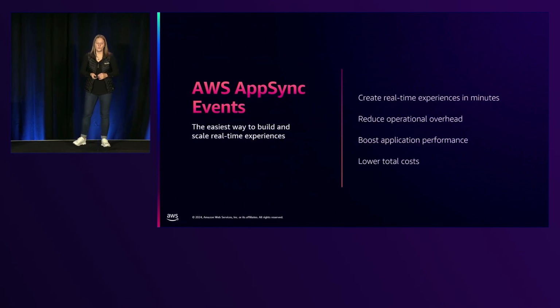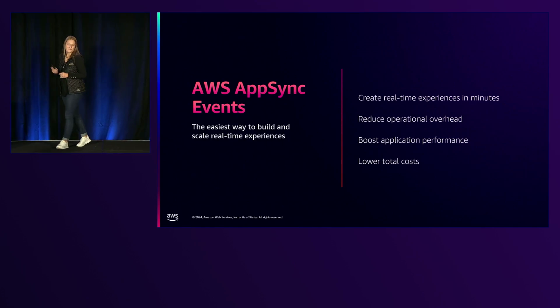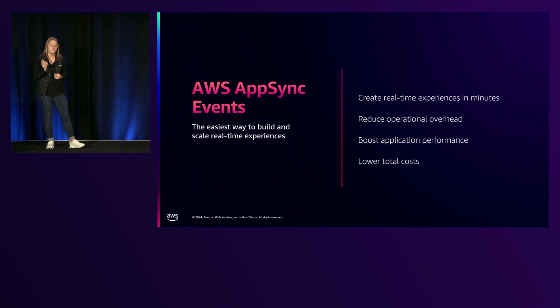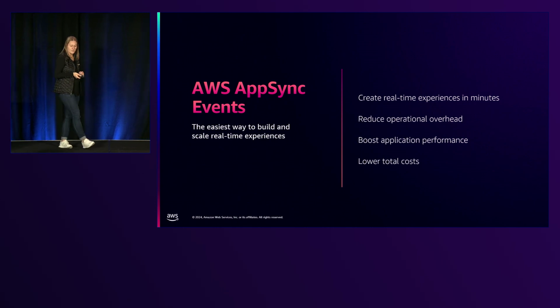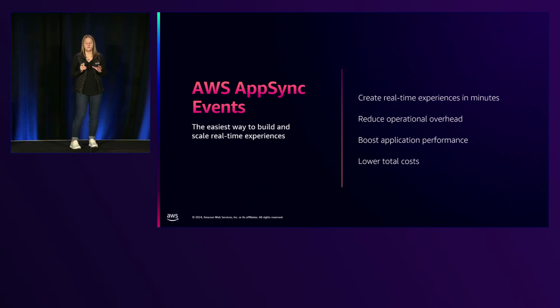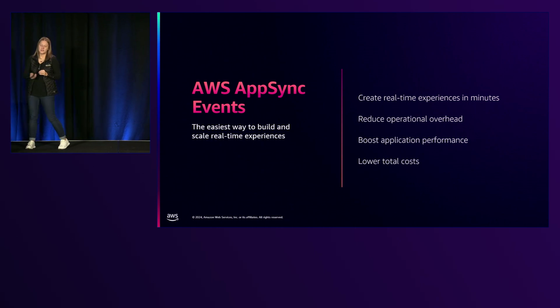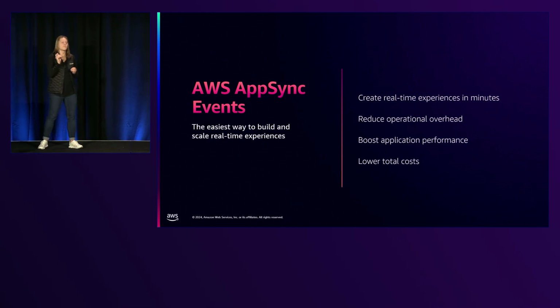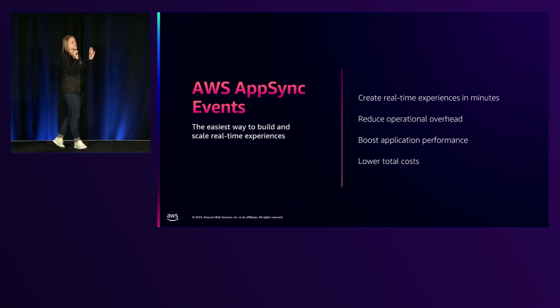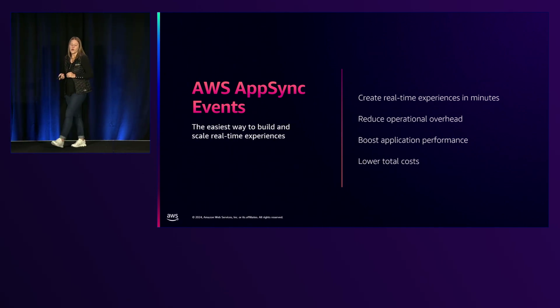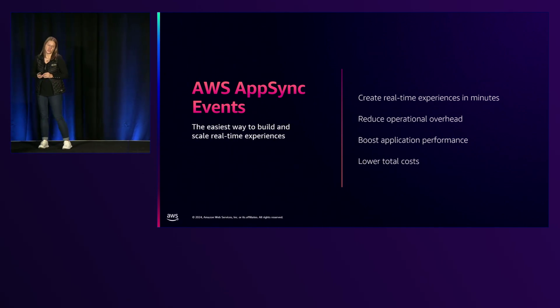At the end of October, we announced AWS AppSync Events, which is a new service designed for building real-time experiences at scale. It's a fully managed pub-sub service with built-in authentication, client connection management, broadcast capabilities for that message fan-out that we talked about earlier, point-to-point communication as well, and message transformation.